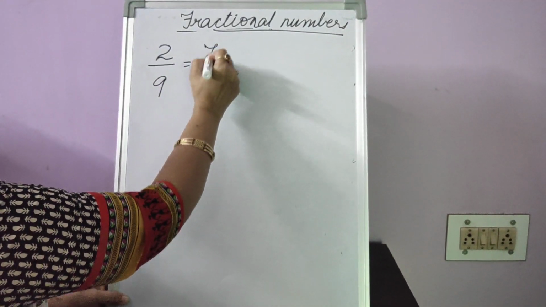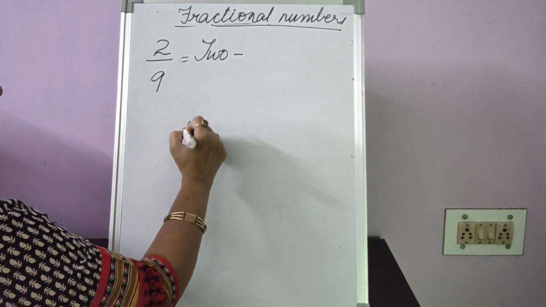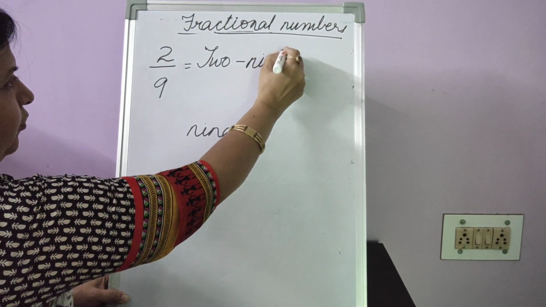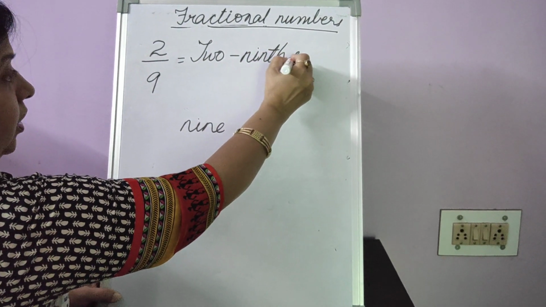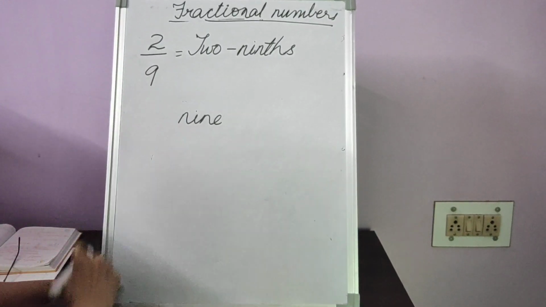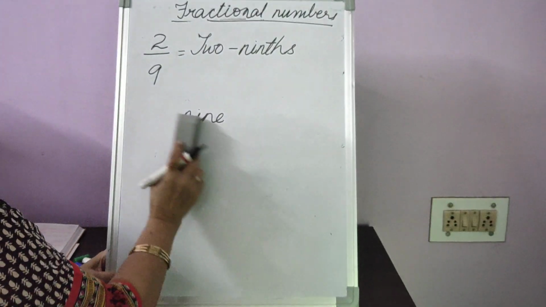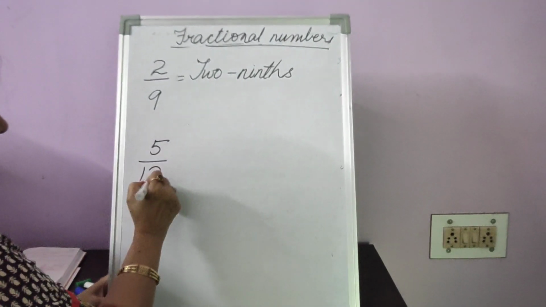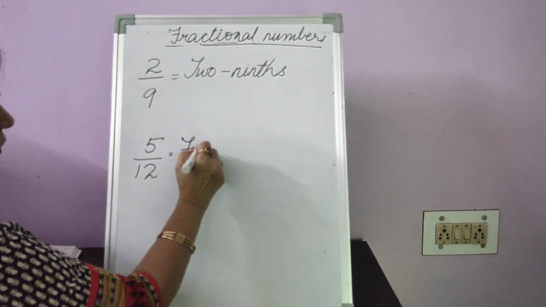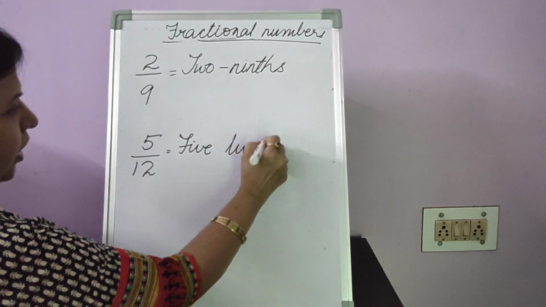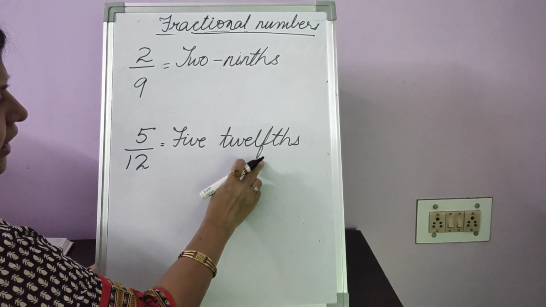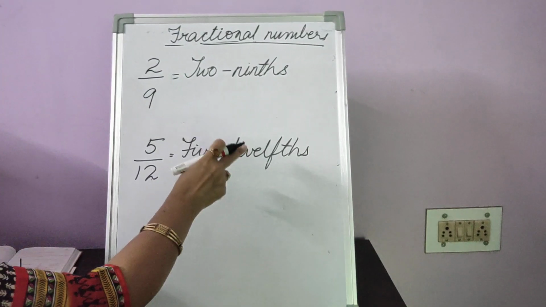Suppose it is 2 upon 9. Okay, the spelling of 2, and the spelling of 9 is N-I-N-E. But when we write it in the fractional form, the ordinal number becomes 2-ninths. 9 is a special number which takes a special ordinal called ninths. In the same way, when you have 12 as the denominator, this will become 5-twelfths. Look at the spelling. T-W-E-L-F-T-H-S. These are 2 special cases.